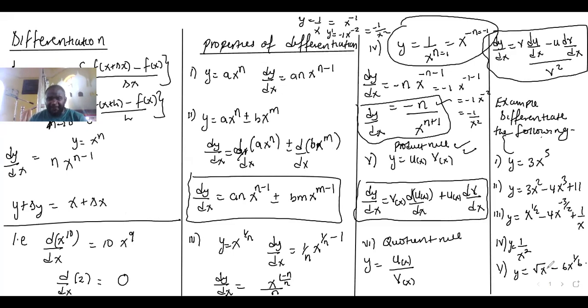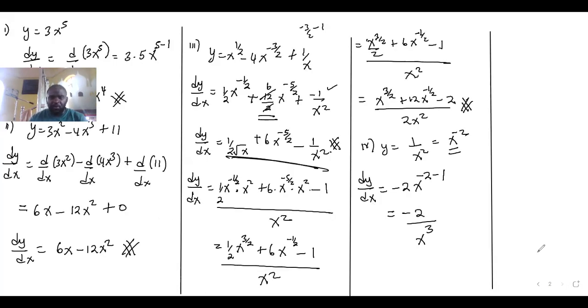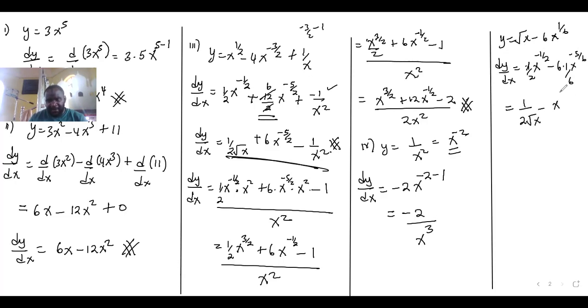The next example was a mixed fraction with a root. So y was equal to root of x minus 6x power 1 out of 6. They're asking us to find dy/dx, that is, differentiate. The first term is the same as getting a what? A half of x power negative a half minus 6 times 1 out of 6 times x to the power negative 5 out of 6. So the answer becomes 1 out of 2 root of x minus x power negative 5 out of 6. This already is the answer.